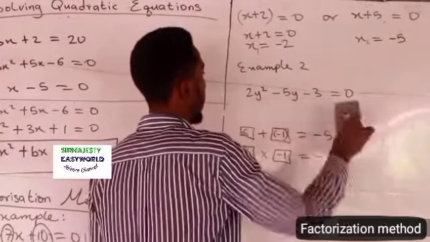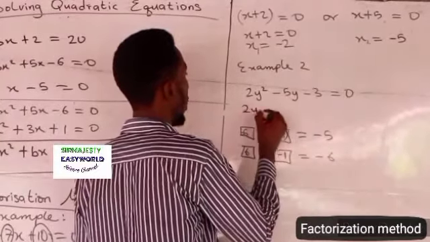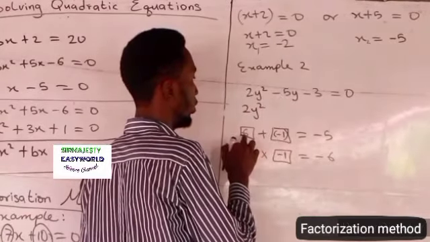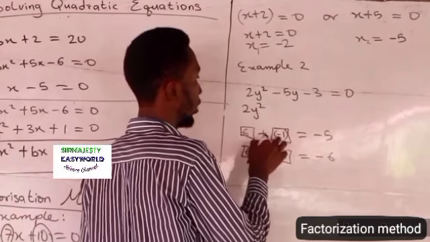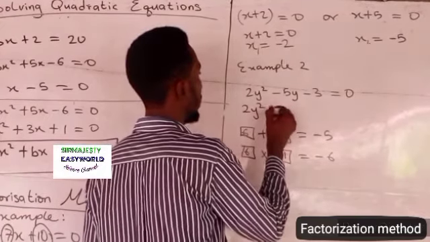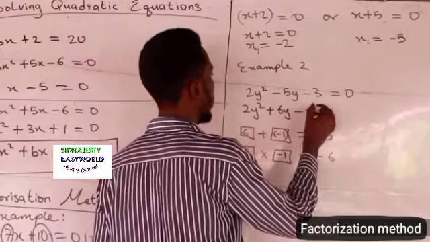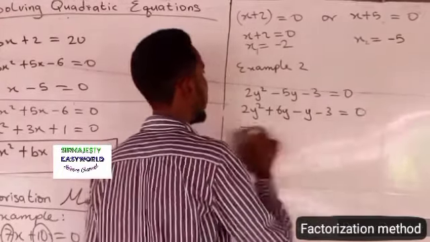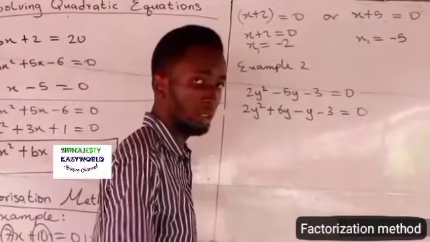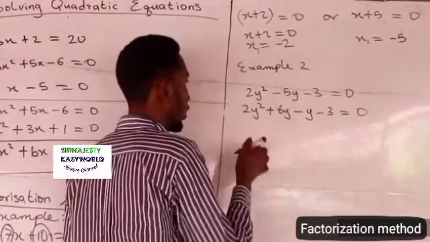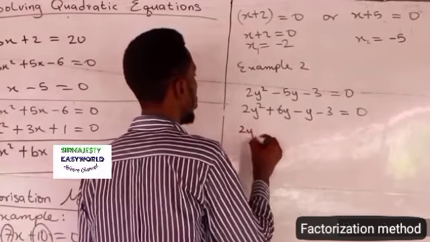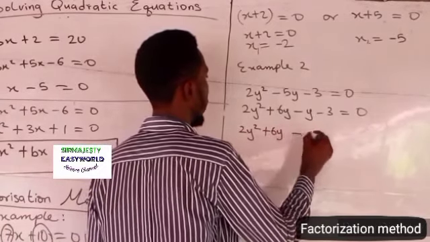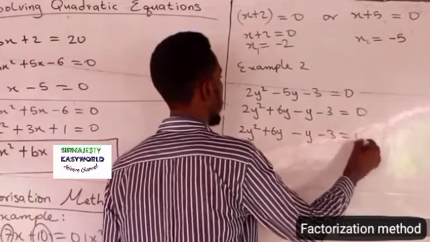So what we do next here, very important, we have 2y squared, and instead of repeating this minus 5y, we break it down into 6y minus y. So we write plus 6y minus y minus 3 is equal to 0. Now we can get rid of this one and complete the solving. So here we have 2y squared plus 6y minus y minus 3 is equal to 0.